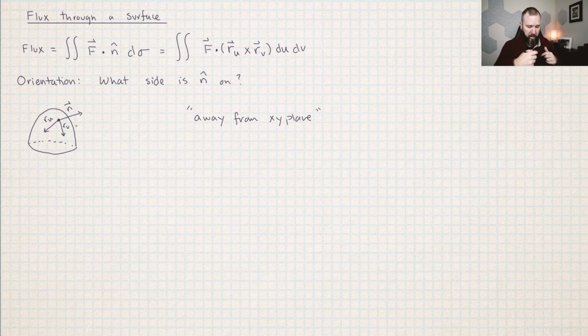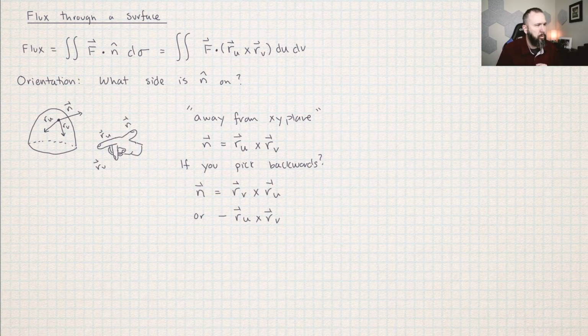So now you've got to use the right-hand rule. I'll draw the hand in a second, but hopefully you can see that in this case, you would need to do r sub u cross r sub v. Let me draw the little hand picture. This will take me an hour. Okay, that's the best right-hand rule drawing I could.